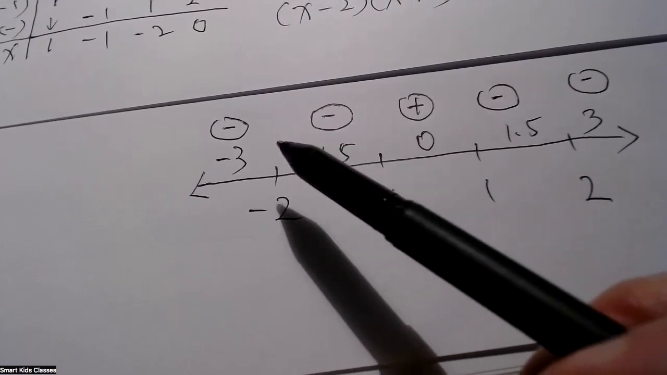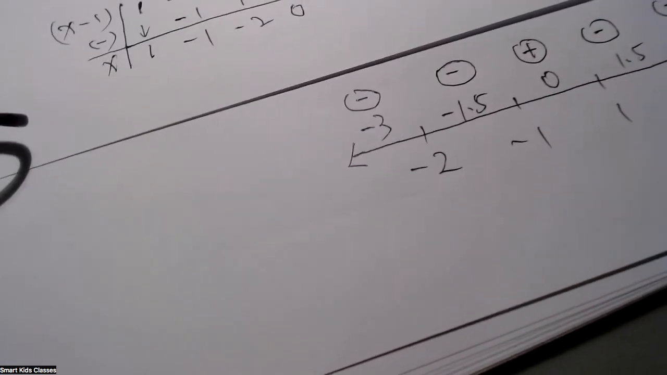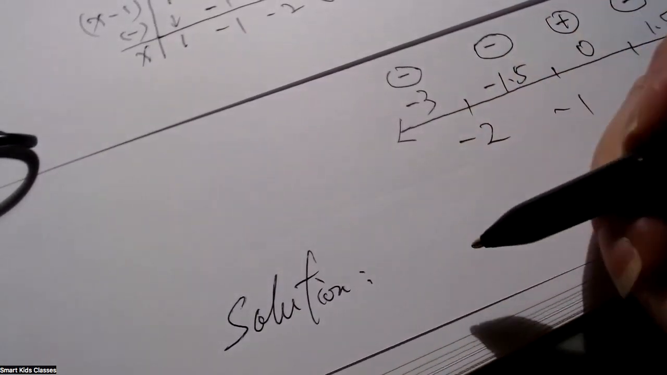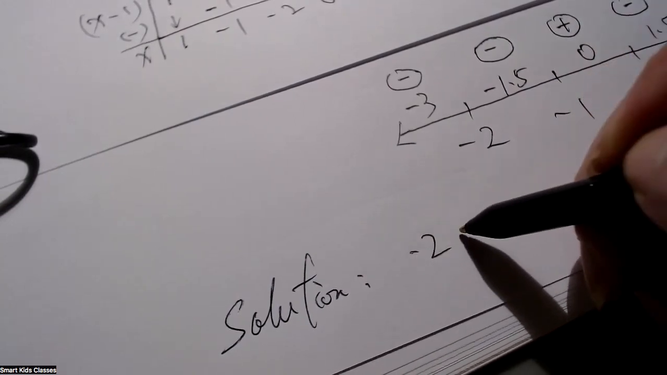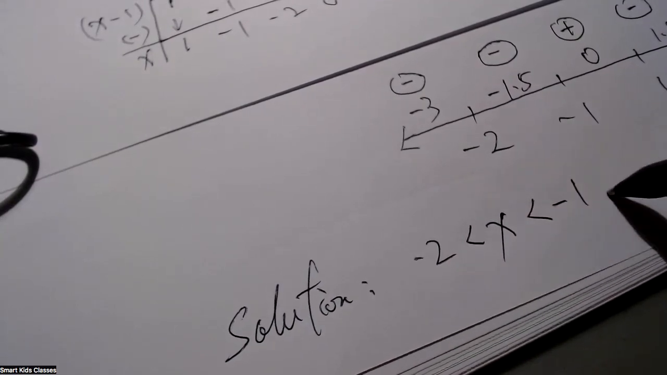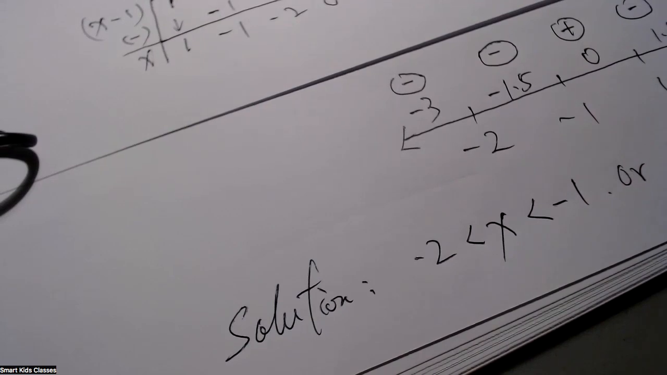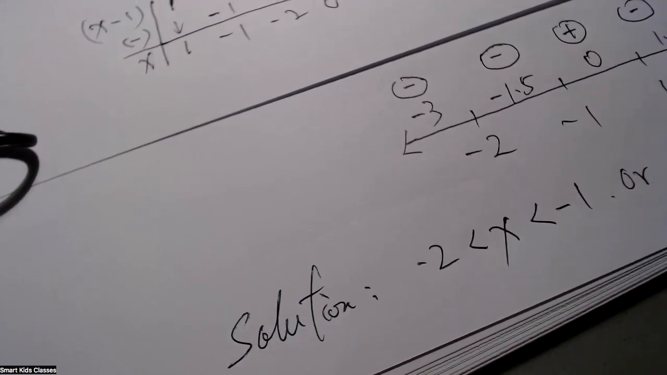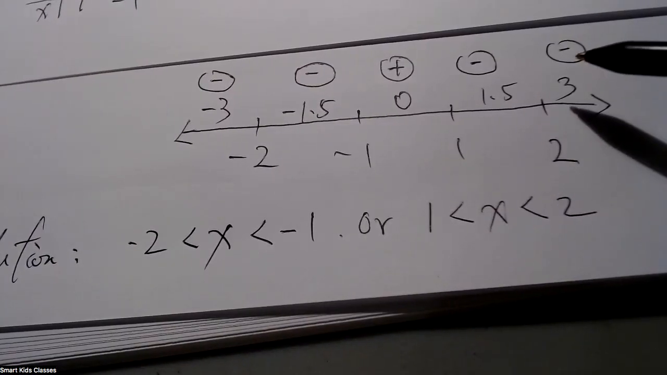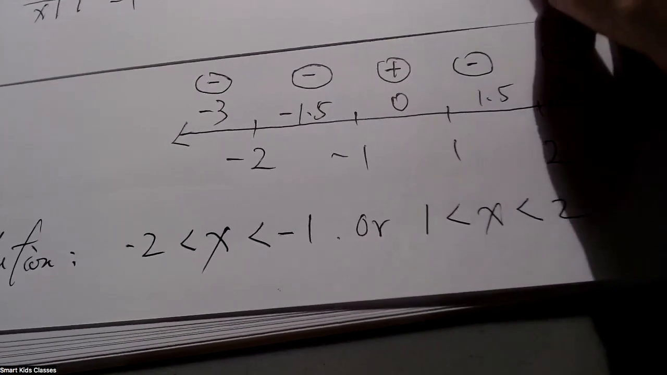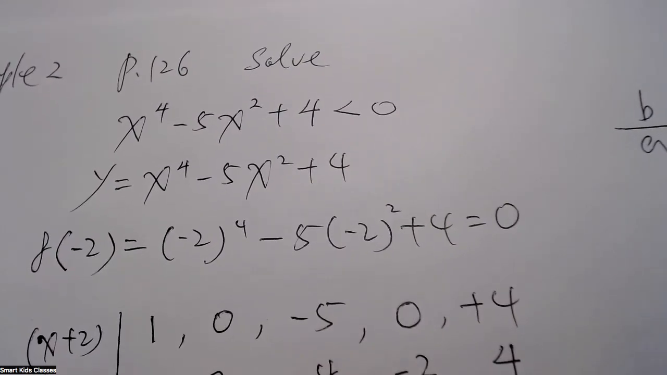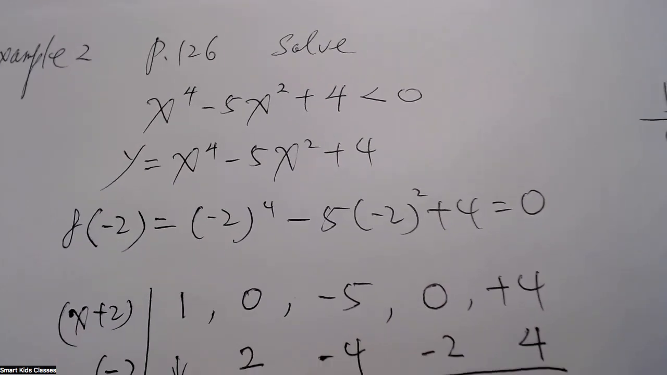So we find the solution whenever it is smaller than 0. So we're going to write a conclusion. So the solution will be negative 2 smaller than x and also smaller than negative 1. And then or, 1 is smaller than x and smaller than 2. So for this inequality, we test on the number line, we find the solution. And that's how to solve it for a quartic inequality. So that finishes example 2.